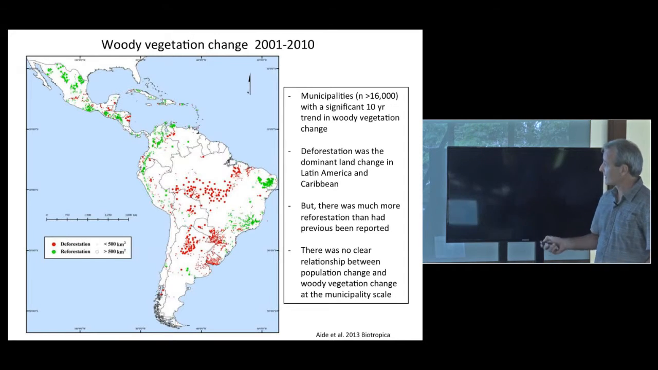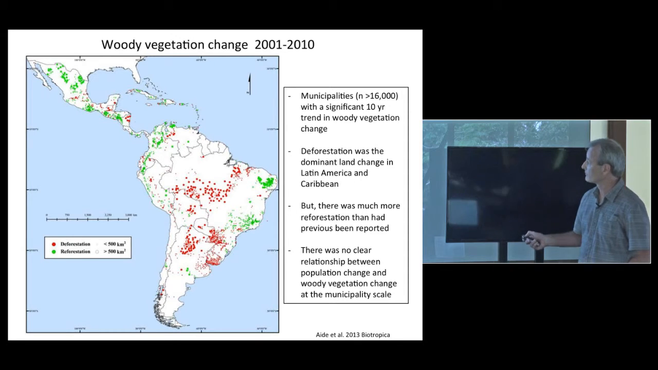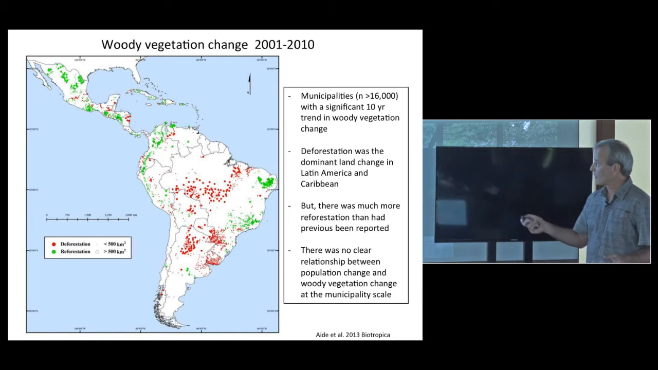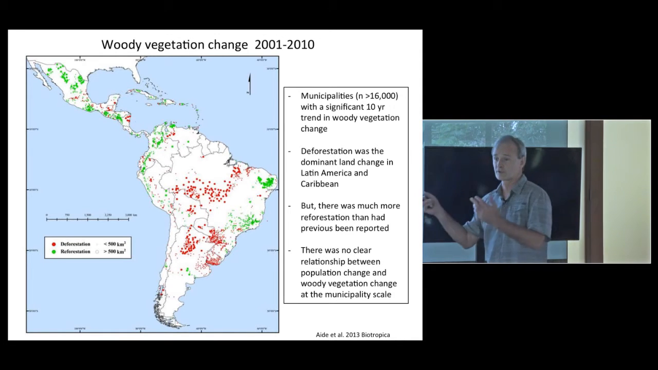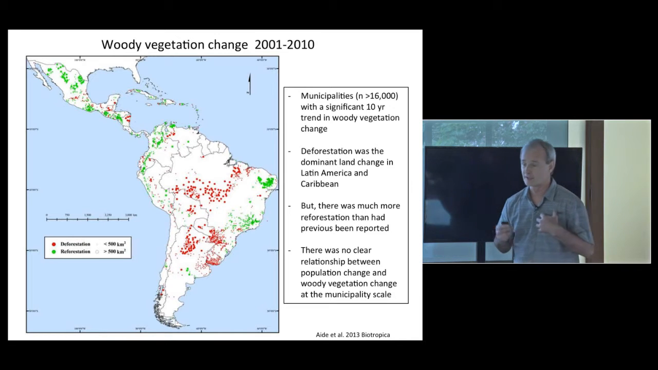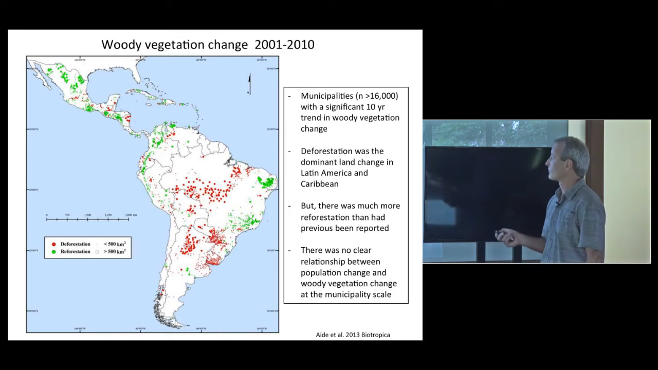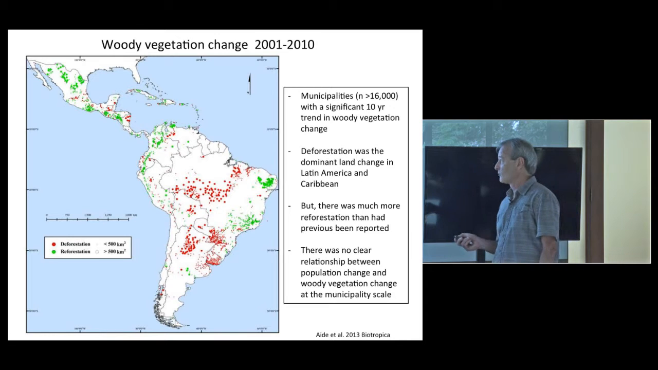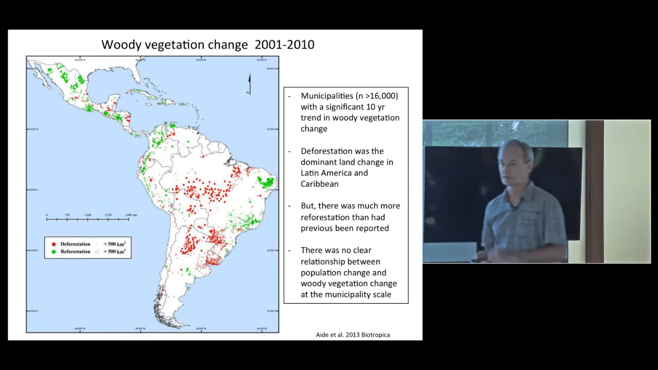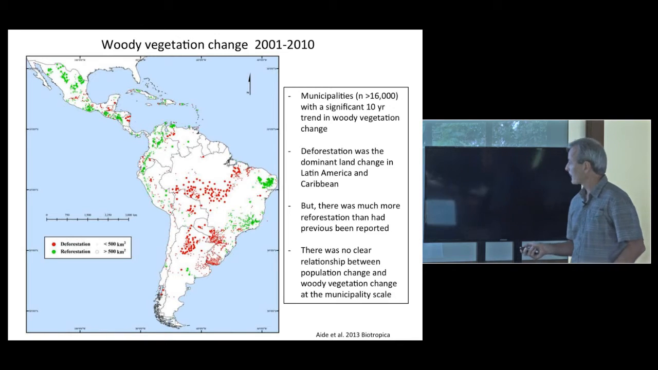Deforestation was the dominant land change. Here's the arc of deforestation in Brazil. There are probably other favorite places of yours that are being deforested, but the surprise in this map for us and for most people is the number of green dots, municipalities that had a significant 10-year trend in reforestation.